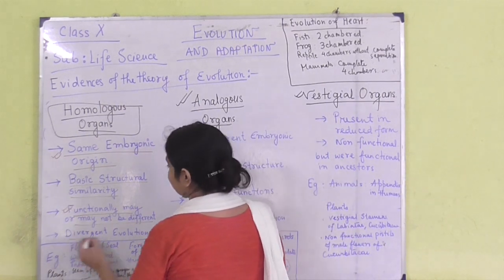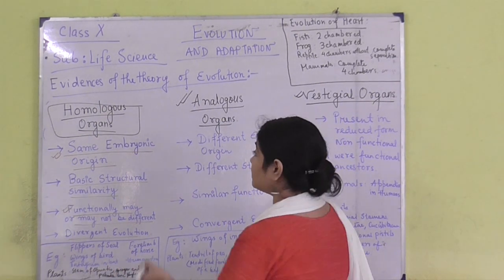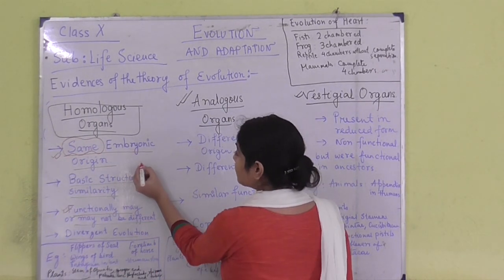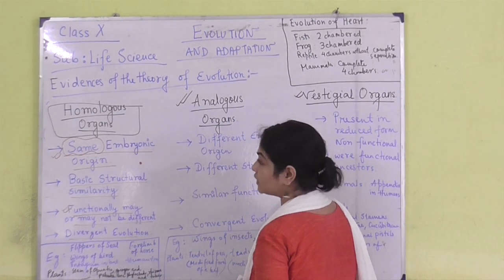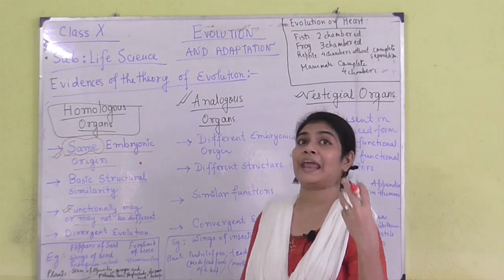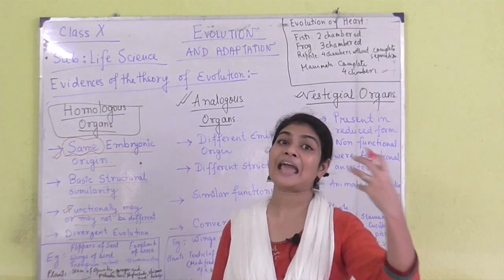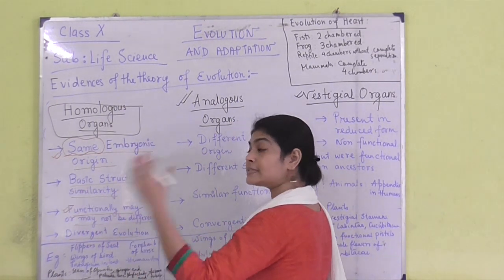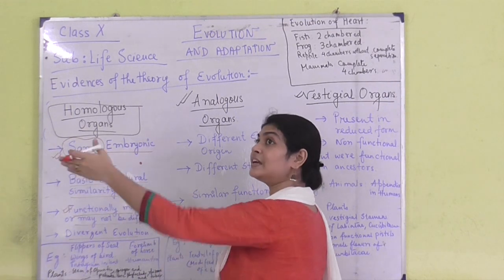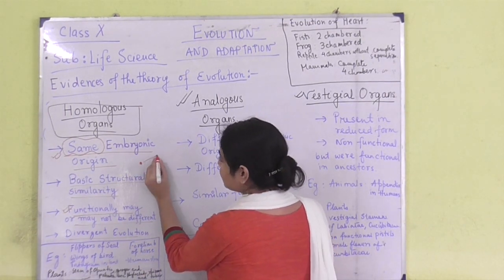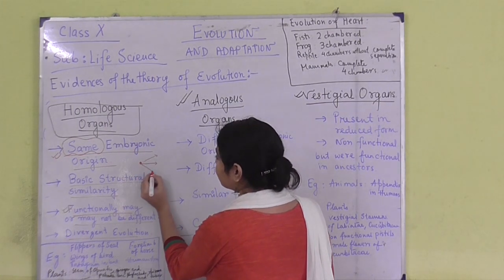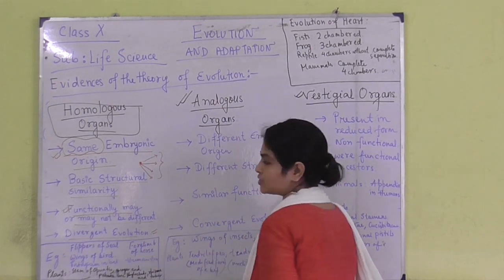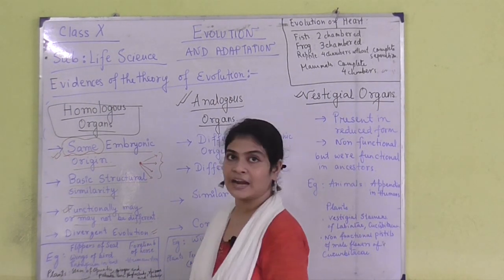And this is a type of divergent evolution. Why divergent evolution? Because remember, we are starting from a same embryonic origin. That means suppose we are starting from the same embryonic origin, and due to the different environmental conditions of the different animals that they are facing, they are basically using those organs which are structurally similar in different types of functions accordingly. So, that means the functions are getting diverged like this. So, that is why this is known as the divergent evolution. Okay, I will give you some example, then you will understand.